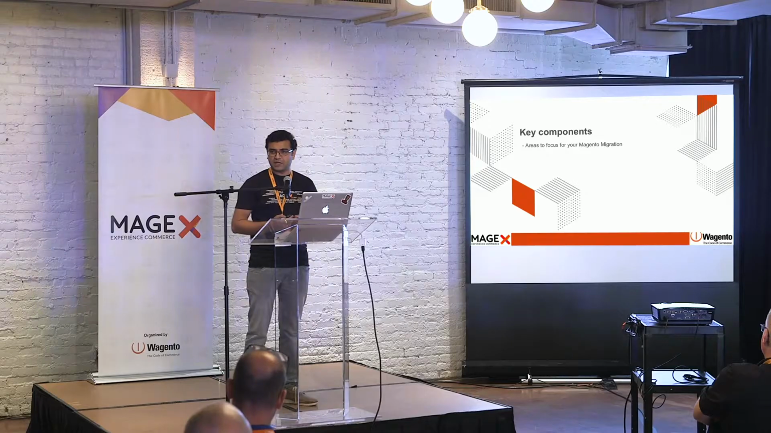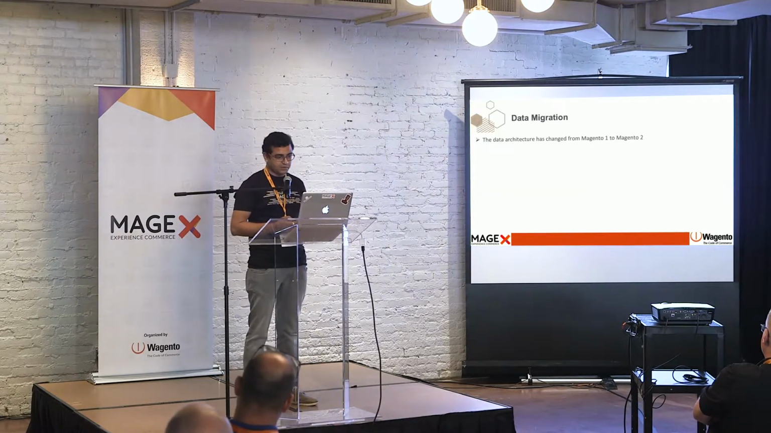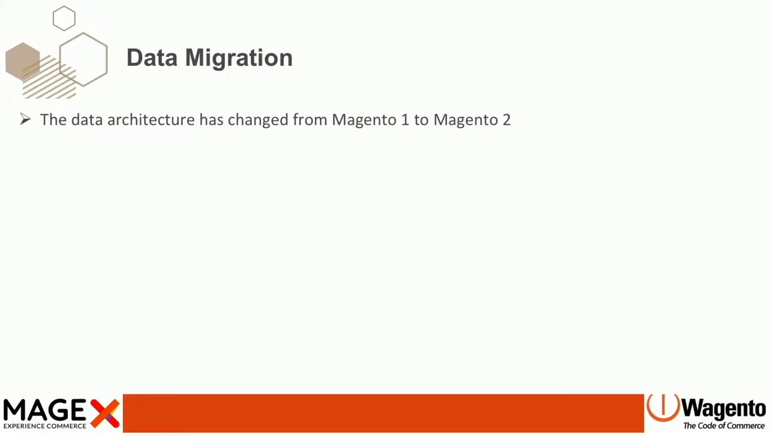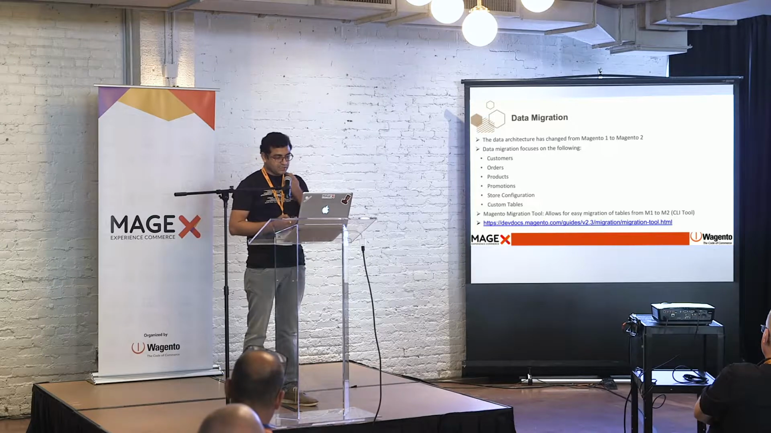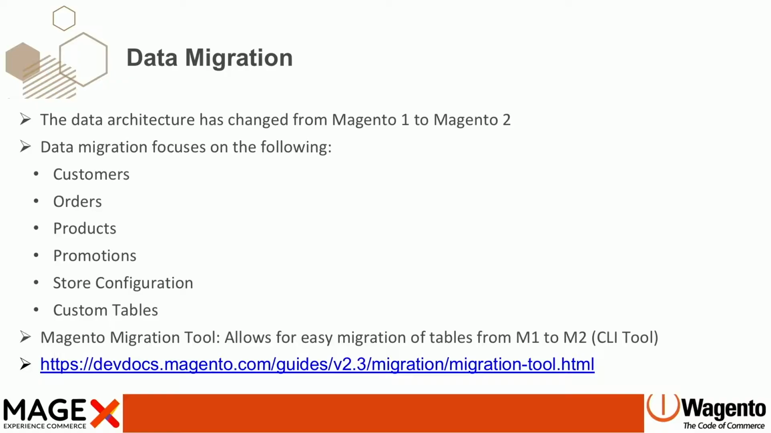Before we start the migration, what are the key components you should take care of? The first is data migration: what data are you planning to migrate? The data architecture has completely changed in Magento 2 as compared to Magento 1. Magento provides a data migration tool that mainly focuses on customers, orders, products, promotions, store configurations, as well as your custom tables. This built-in data migration tool can be used to migrate all the data from Magento 1 to Magento 2.